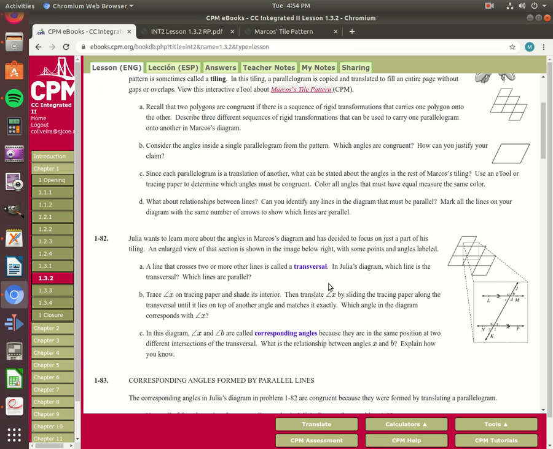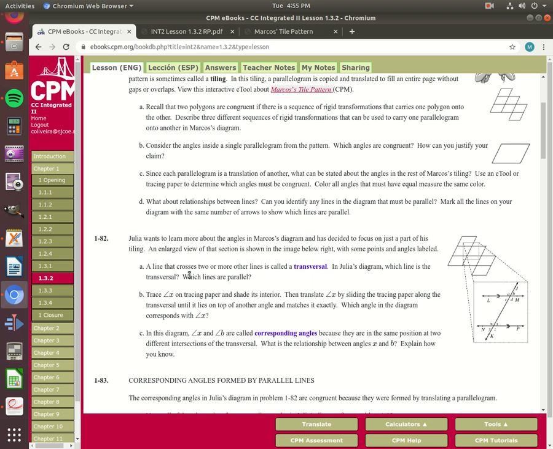All right. So it says Julia wants to learn more about the angles in Marcus's diagram and has decided to focus on just a part of his tiling. And a large view of that section is shown in the image below right, with some points and angles labeled. So you can see he's got the angles with the line here, which is known as a transversal.